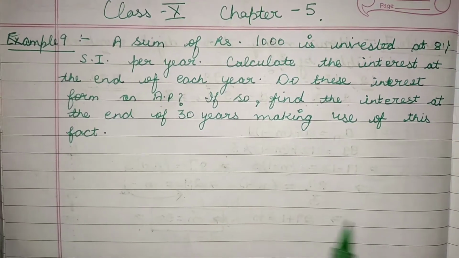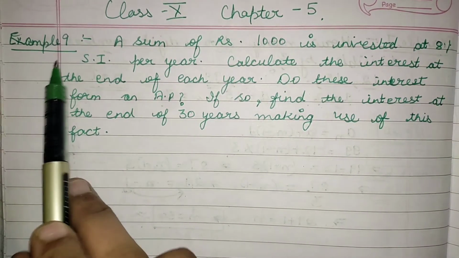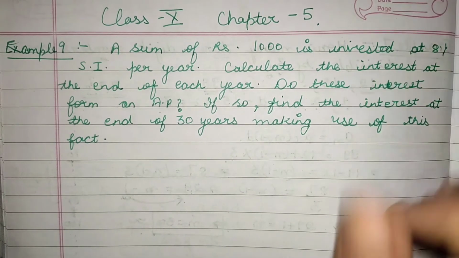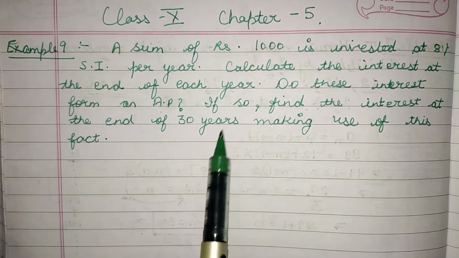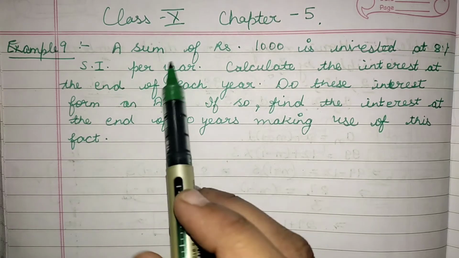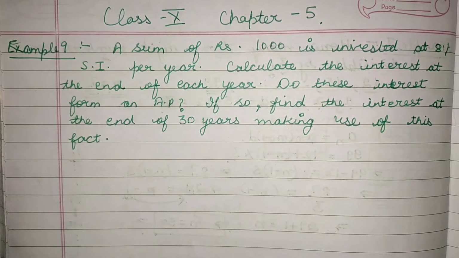So let's start today's topic, which is example number 9 of chapter number 5 for class 10th. Right? So the chapter name is Arithmetic Progression. What does the statement say for example number 9?